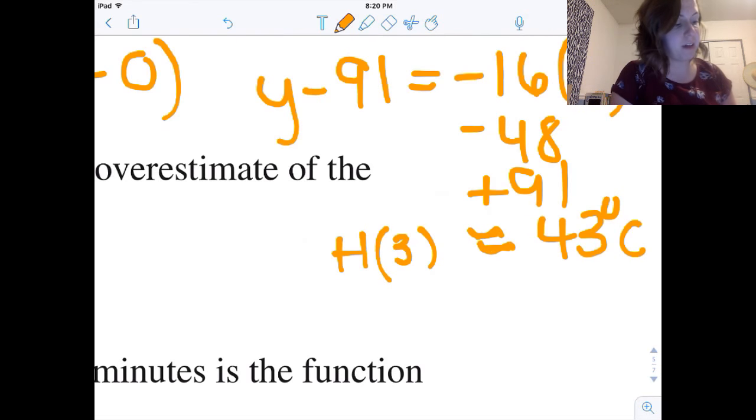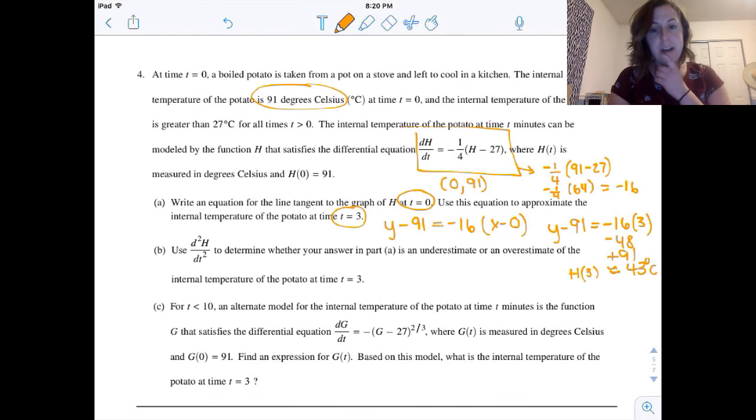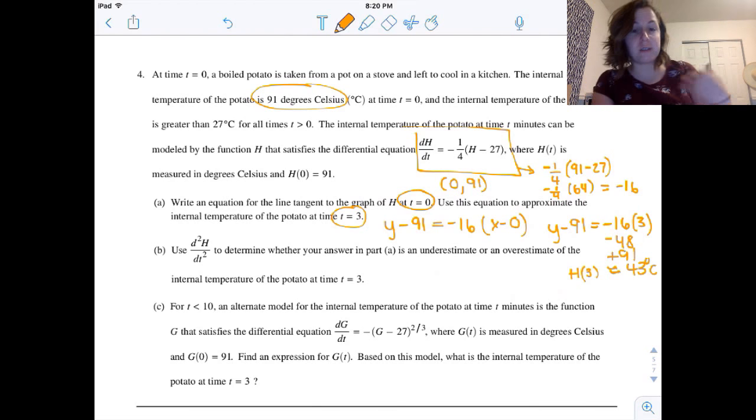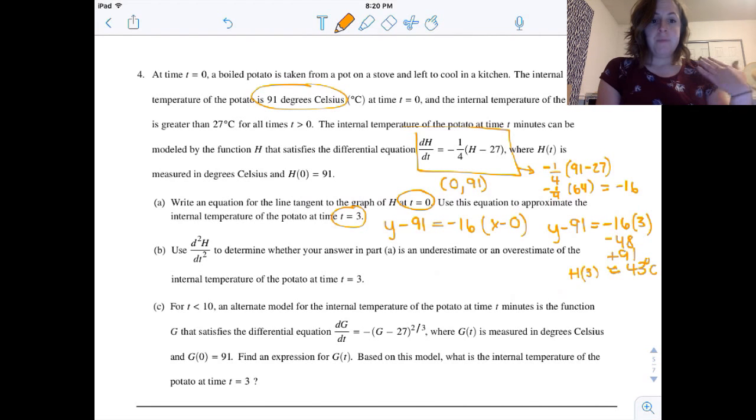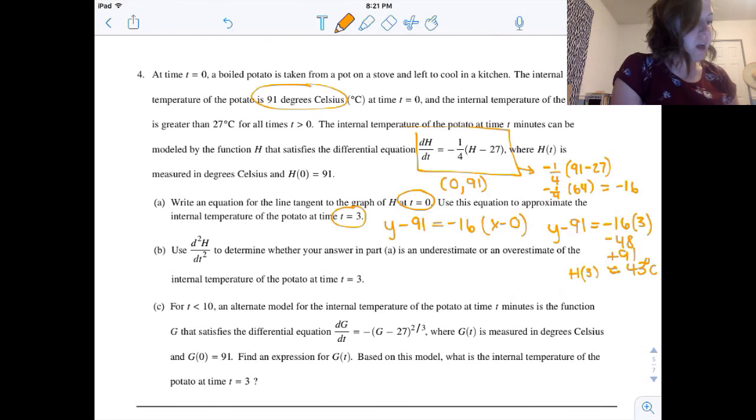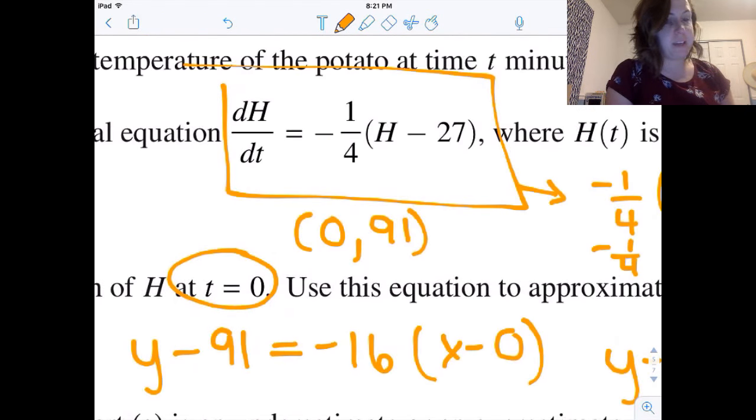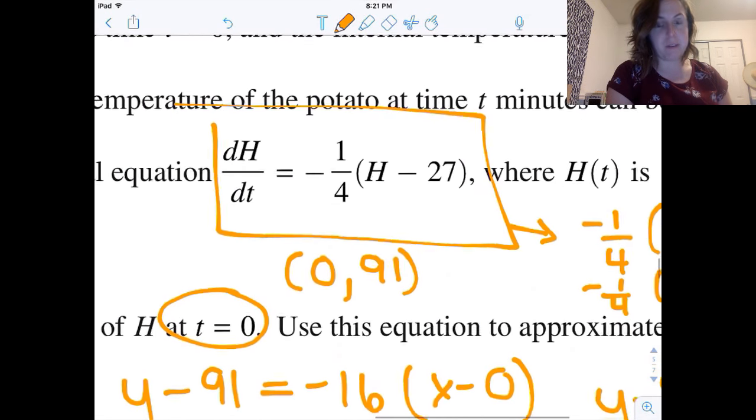Okay? Now, use the second derivative to determine whether this is an overestimate or an underestimate. For the sake of time, and we could find the second derivative here, but you would just be taking the derivative right there, derivative of that. I just want to look at what happens here. So let's pull this down to here.